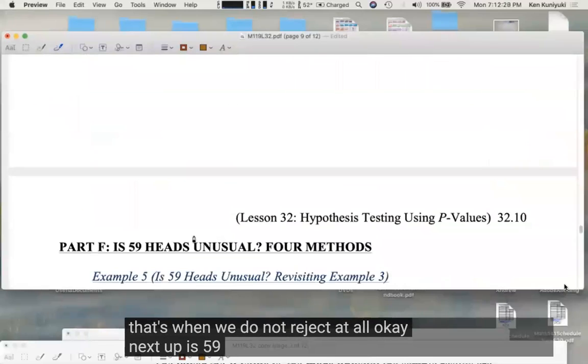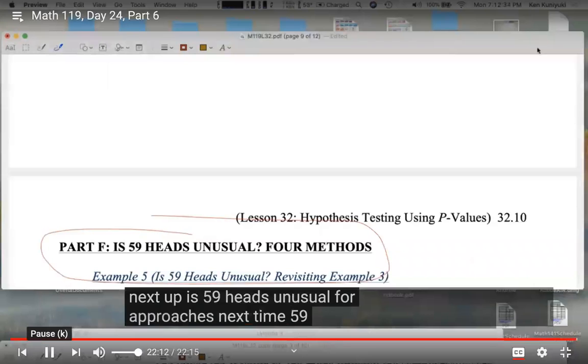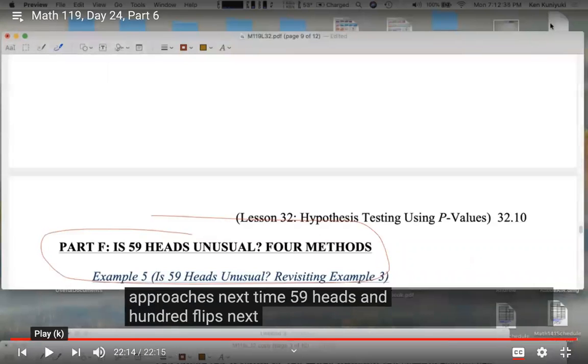Okay, next up is 59 heads unusual, with 4 approaches next time. 59 heads in 100 flips. Okay, any questions? Doing kind of a wrap up of what it means to be unusual. Okay, some ideas behind part 5 of the class. All right, next time.